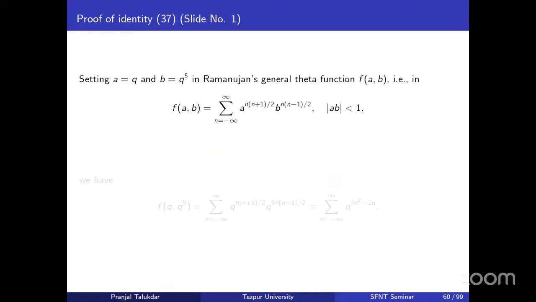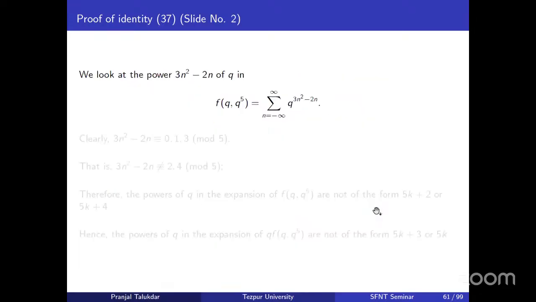So for the proof of this identity, first we set a equal to q and b equal to q to the power 5 in the expression of Ramanujan's theta function. If we put a equal to q and b equal to q to the power 5, then this infinite sum boils down to this infinite sum, which is q to the power 3n square minus 2n.